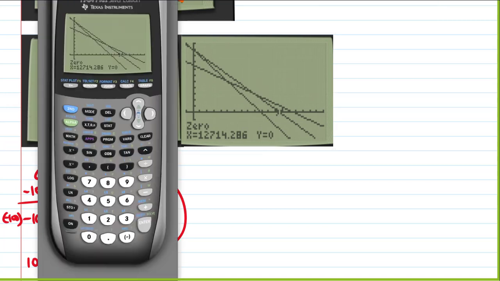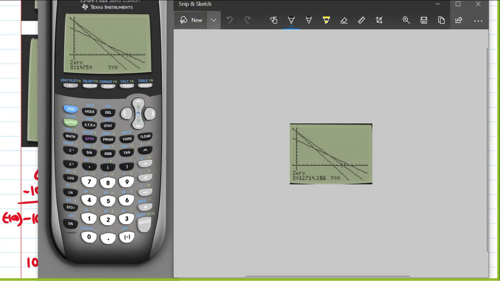And lastly, we're going to do the same thing. So second, calculate, 0. Hit my down arrow twice this time to get to y3. First curve to the left, move to the right, press enter, and then back to my guess. And this time I get the 0 at 14,750.